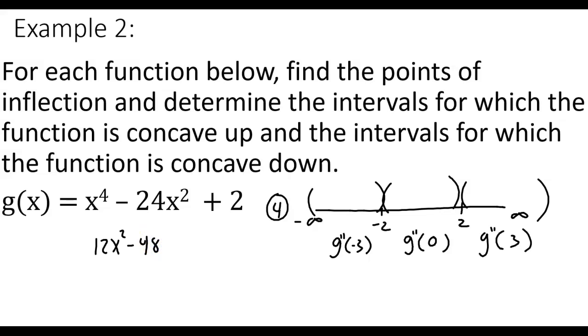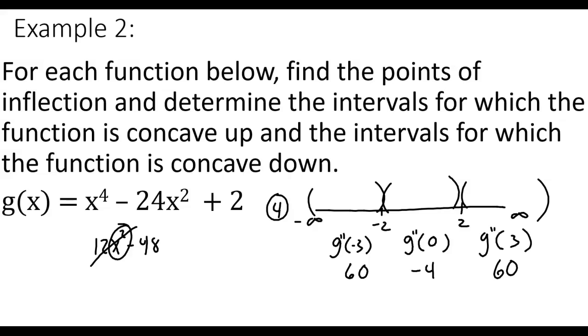All right, so mental math here. If I plug 3 in, that's going to be 9. 9 times 12 is 108. 108 minus 48 is going to be 60. So this one comes out to be 60. And since we're squaring it, negatives don't matter, so this one's going to give me the same answer. And if I plug in 0, this is going to cancel out and leave me with negative 48.